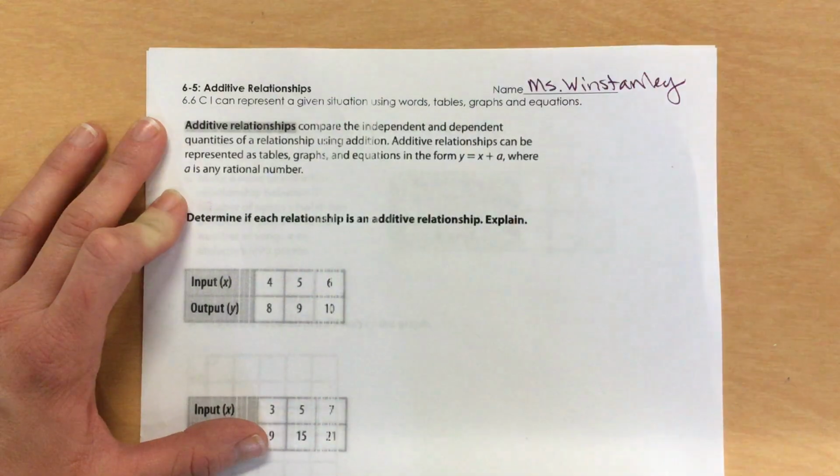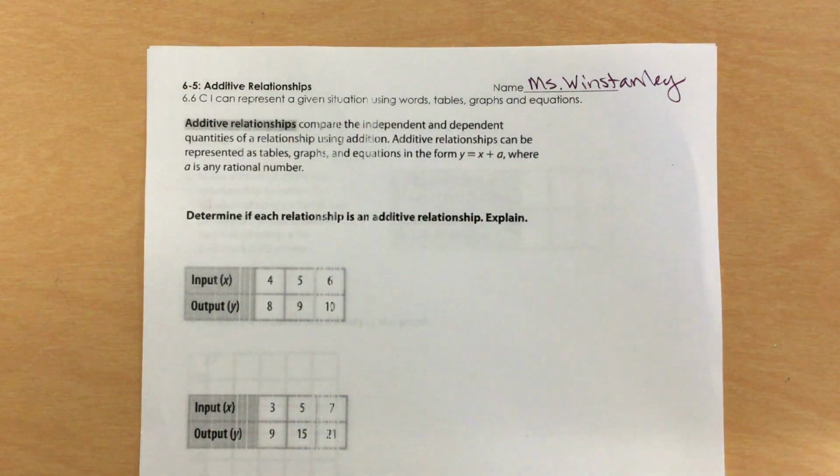Our TEKS is 6.6c. I can represent a given situation using words, tables, graphs, and equations. So we've already been doing this in class using words, so actual descriptions, tables, graphs, and equations to represent different relationships. And today we're focusing on additive. So what is an additive relationship?